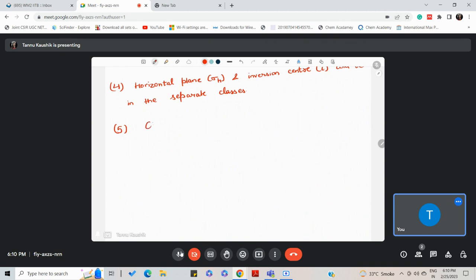Okay, next is classification of Sn operators. So here again Sn^m and Sn^(n-m) in an improper axis of rotation will be in the same class.